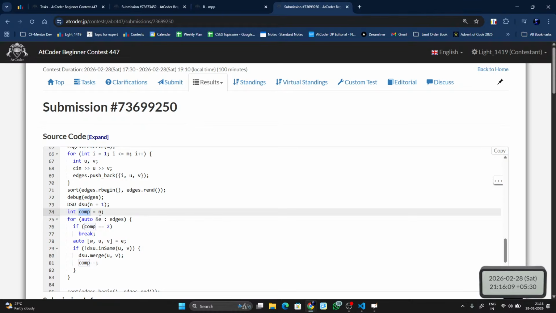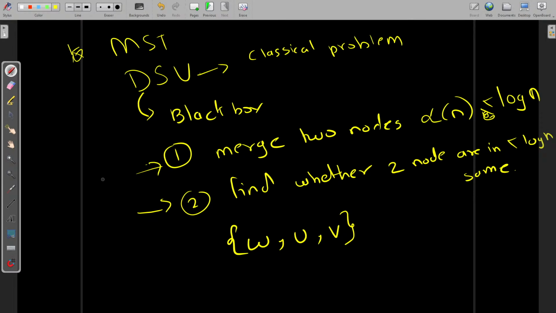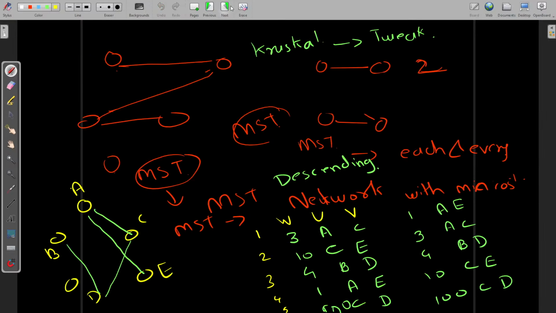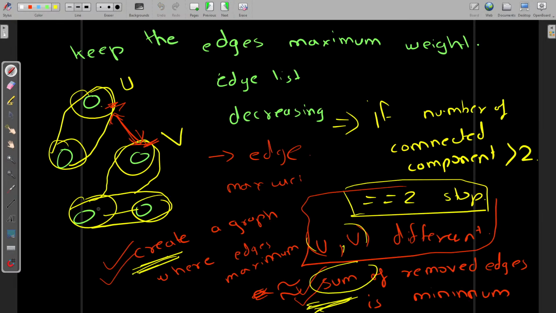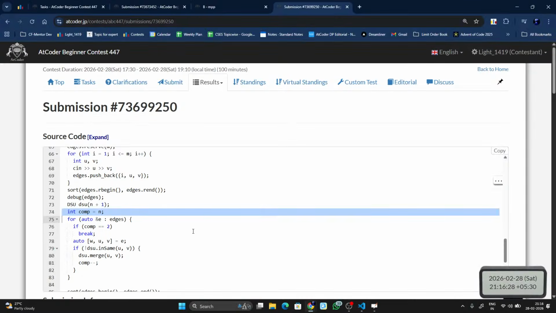And comp is my component count. So initially my component count would be n, as we saw over here. If there are n nodes, then initially there would be n components. And if I combine all of those, then it would ultimately reduce down to one component. But we have to stop when the number of components is equal to 2. So that is our problem.